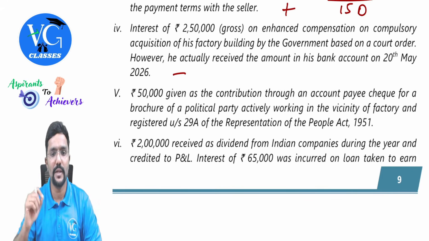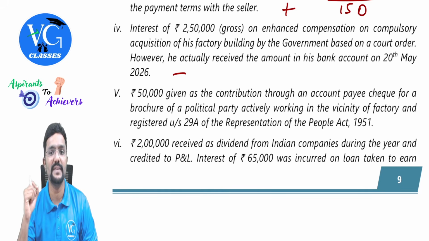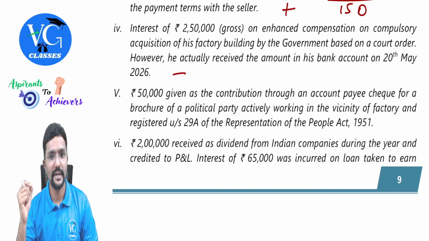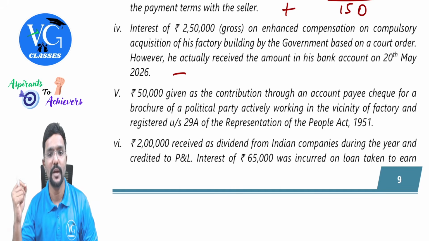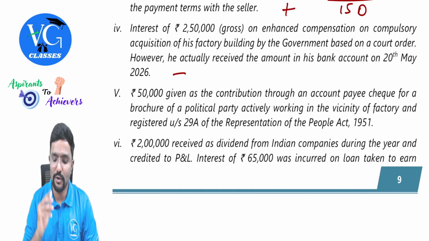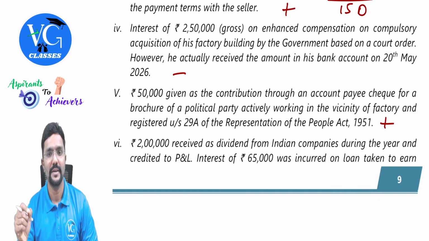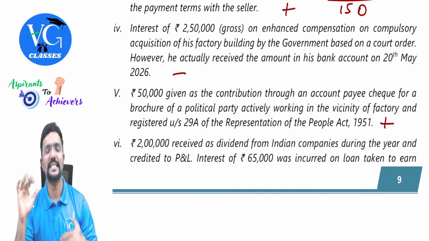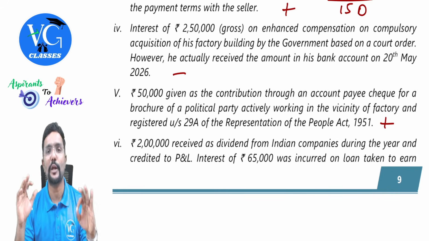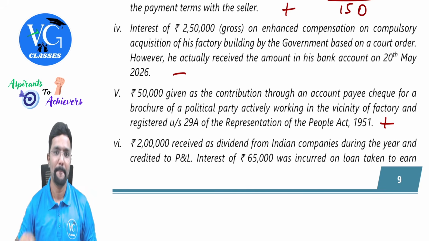Next, 50,000 given as contribution through an account payee cheque for a brochure of a political party actively working in the vicinity of a factory and registered under section 29A of the Representation of the People Act 1951. Guys, this is also disallowed. As per section 37(2)(b), it is disallowed. As it is not related to the business, we cannot claim it as business expenditure. And it is already debited, so add it back.